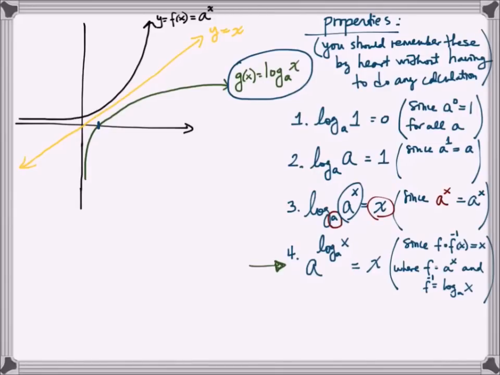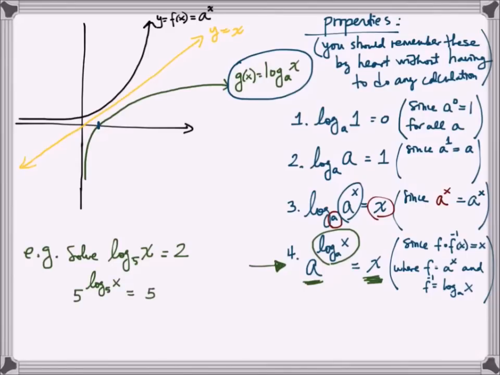In particular, property number 4 helps us to solve problems that involve log. For example, if I want to solve for x in the equation log base 5 of x equals 2, according to property number 4, to get x by itself, I need to undo the process of log, which means I have to apply the exponential function to it. So the inverse of the log base 5 is exactly the exponential function with base 5. That means I'm going to apply the exponential function with base 5 to both sides. This gives me 5 raised to the power log base 5 of x is equal to 5 squared. On the left, I simply get x based on property number 4. On the right, I get 25.